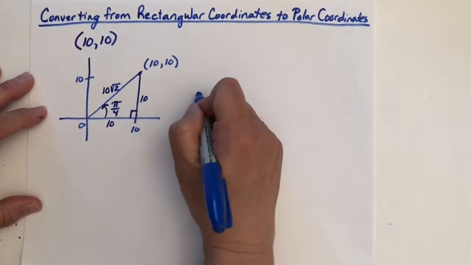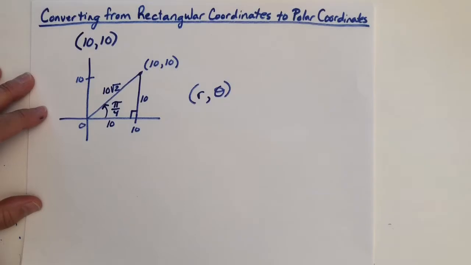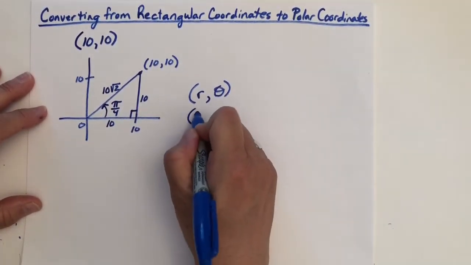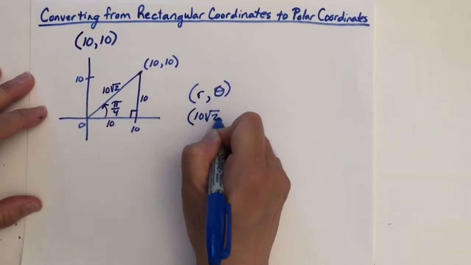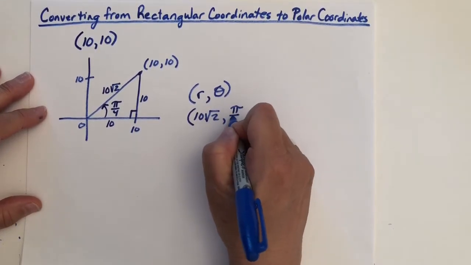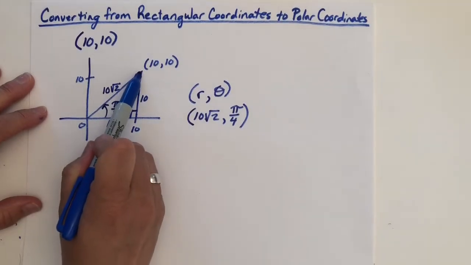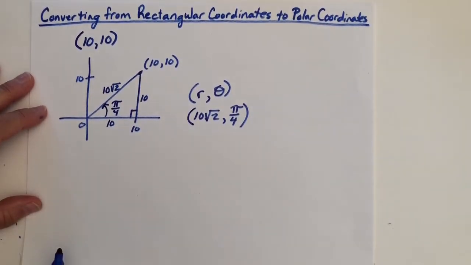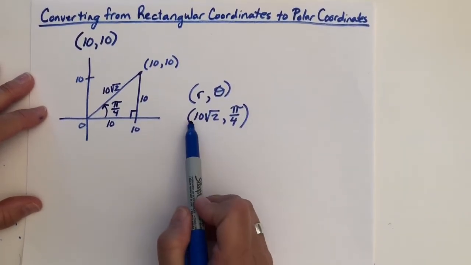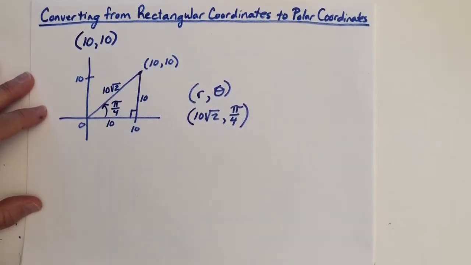So theta is what we're looking for. Remember, when we're writing in polar coordinates, our r value is 10 square root of 2, and our theta is pi over 4. Remember, there are an infinite number of ways to represent any point when you're using polar coordinates. I think this is the nicest one because r is positive, theta is positive, theta is between 0 and 2 pi, so I would probably present that.